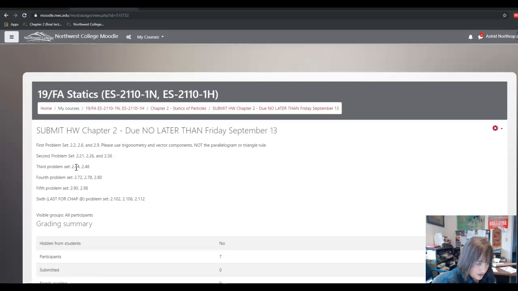But for today, we're going to be talking about problem 272, which is finding theta x, theta y, and theta z for a force, just like we did in the sample problem. Problem 278, which is similarly finding the theta values for the directional cosines. Sorry, got mixed up. So 272, 278, and 280 are the homework problems for this set.